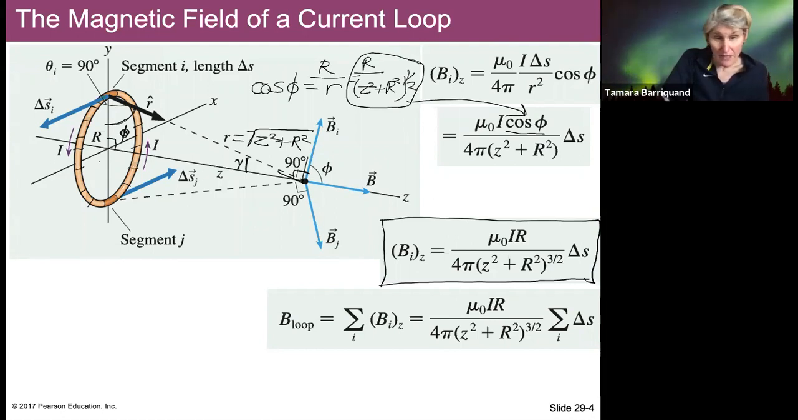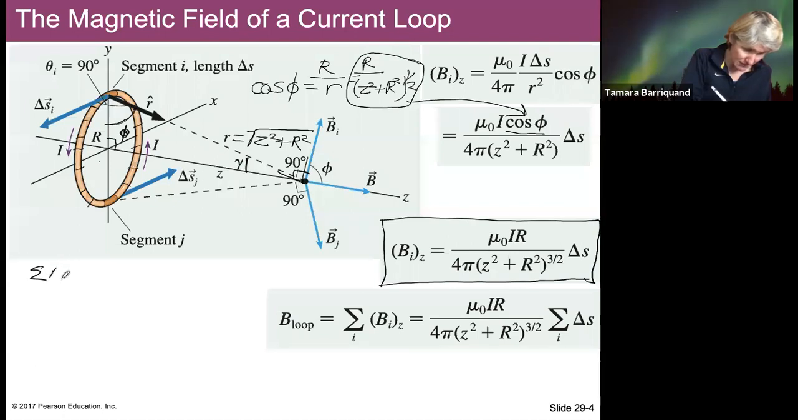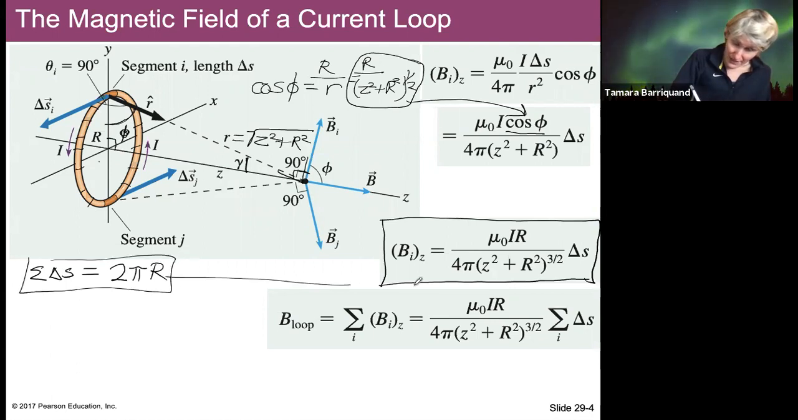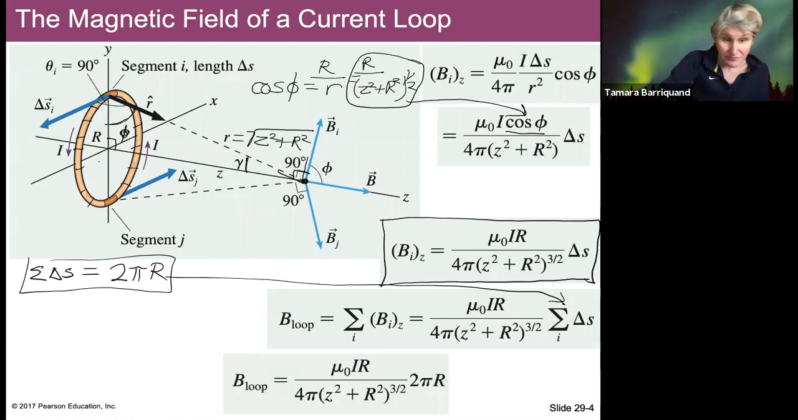So the only thing that's changing between each one is delta S, and we're going to add up all those little pieces of delta S. The sum of delta S is just the circumference of my loop, and the circumference of my loop, I know, is 2 pi capital R. So I can put this in for the sum of my delta S. And I see that in this case, the magnetic field due to the entire loop is equal to mu naught I R over 4 pi, z squared plus R squared all to the 3/2 power, times 2 pi R. Well, I can simplify this because I can cancel my R's, my pi's, and I can divide the 2 out of both the 2 and the 4, and I'll have a 2 down here.